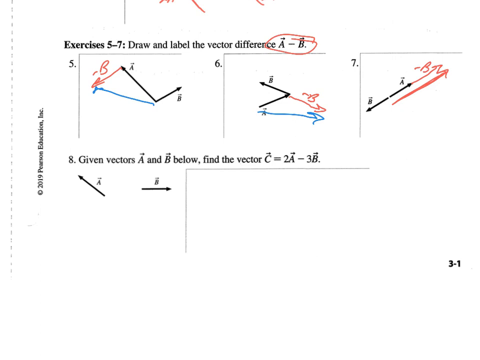Now let's do 2a. Oh, I probably shouldn't have drawn that there. I didn't think ahead. Let me start over here. Sorry about that. 2a and minus 3b. So 1, 2, 3, minus 3b. And let's continue that.